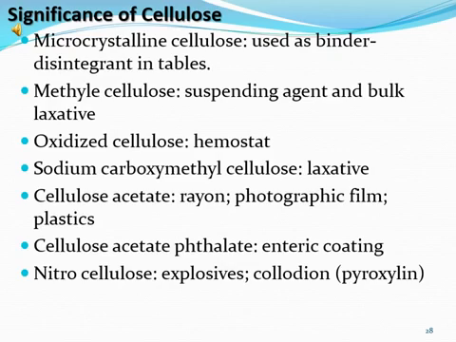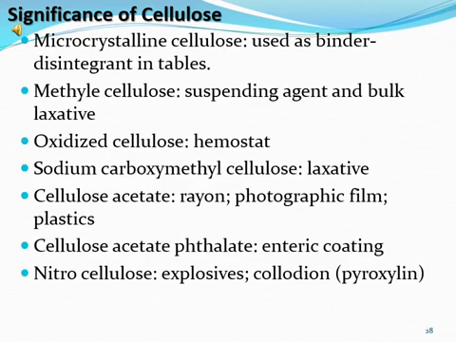Significance of cellulose. Microcrystalline cellulose is used as a binder and disintegrant in tablets. Methyl cellulose is used as a suspending agent and bulk laxative. Oxidized cellulose is used as a hemostat. Sodium carboxymethyl cellulose is used as a laxative. Cellulose acetate is used as rayon, in photographic film, or in plastics.